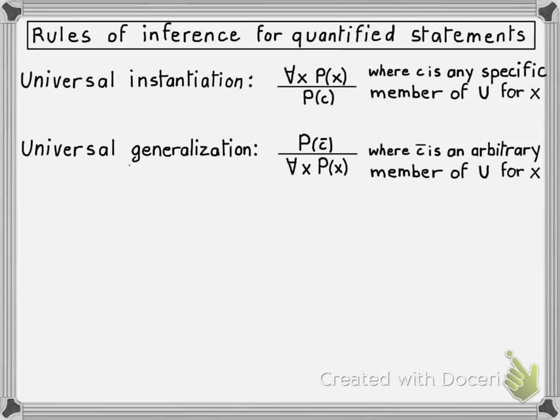Now, this rule is not at all as intuitive as the first one. In fact, it should give you pause. Because what it says is, from a single instance of the property P, say P(c̄), it allows you to infer a much more general statement, namely P(x) is true for every single x in the universe. Now, how could this be?